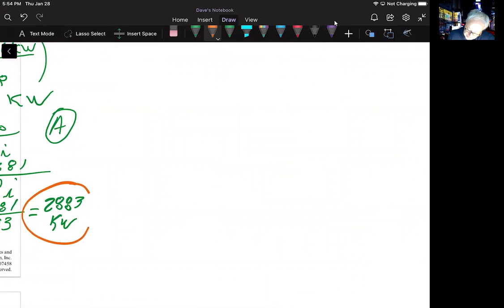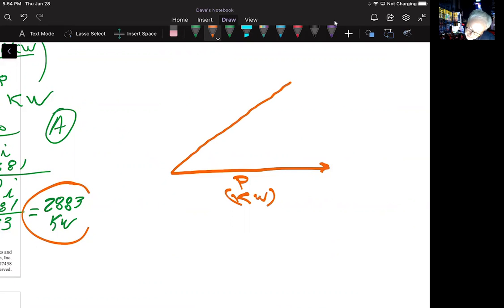So if we go out here and we put 2883, that's our active power. That's in kilowatts. Our apparent power, we know that is 3203. We'll draw that as long as I need to, because I don't have a grid on here. Nobody knows the difference, right? So S is equal to 3203, and that's in volt amps, or kVA in this case.